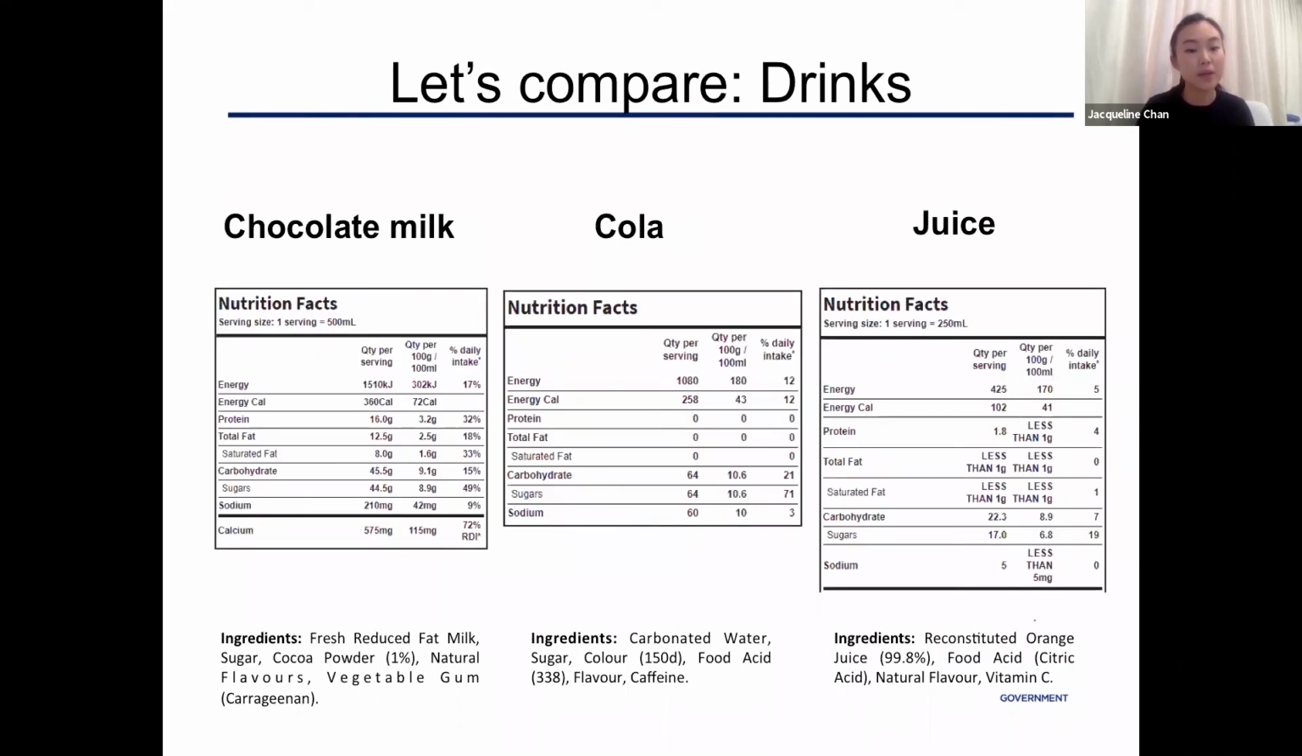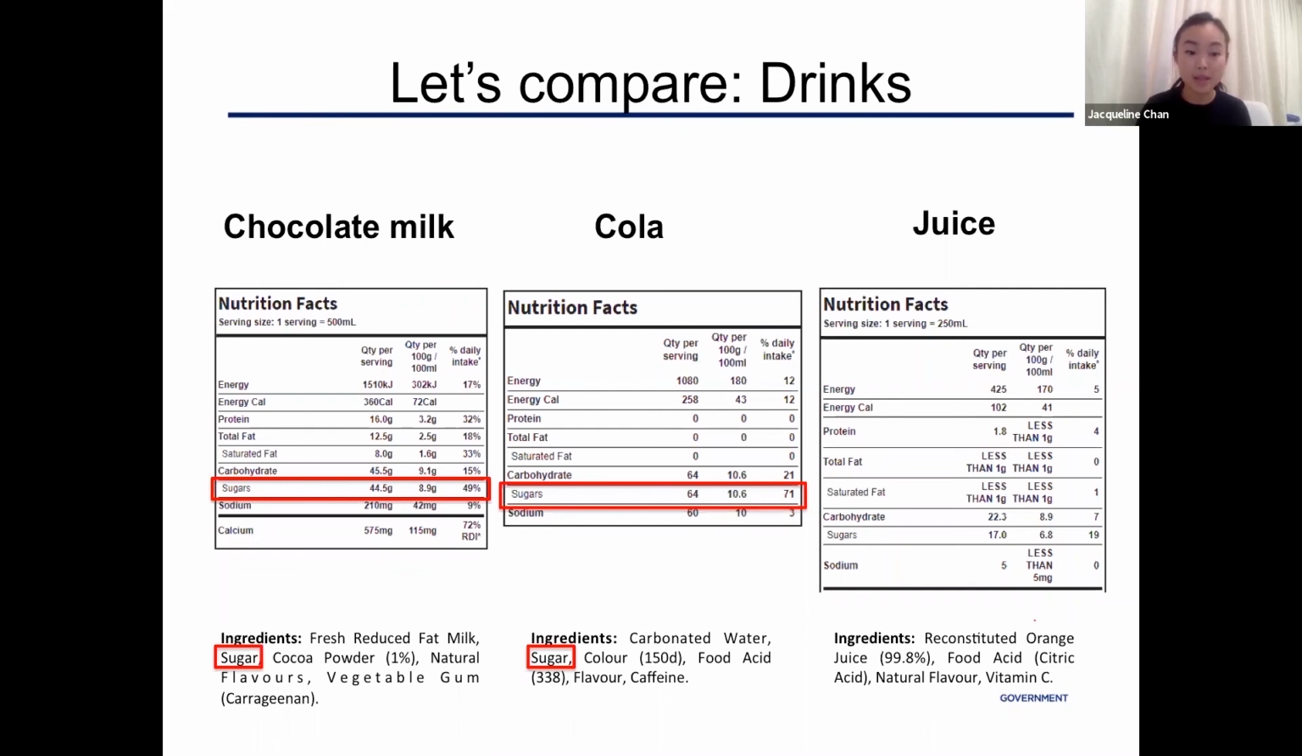So when looking at drinks, our main concern is the sugar content. So we can see that cola had the highest amount of sugar. And when we check the ingredients list, we can see that it's mainly made from water, sugar, and flavors and coloring. So it doesn't offer any other nutrients or added benefits.